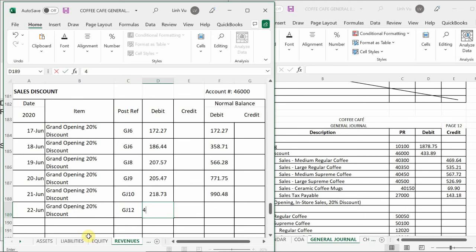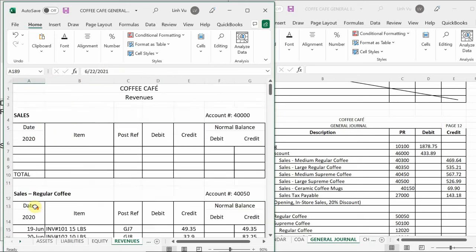For 433.89. 33.80. 1205.64. 1205.64. Did I make a typo? Nope, I missed one. Okay. All right. Okay, so then again, it should be 1424.37. Yes. Okay. Then we got sales for medium, regular coffee.